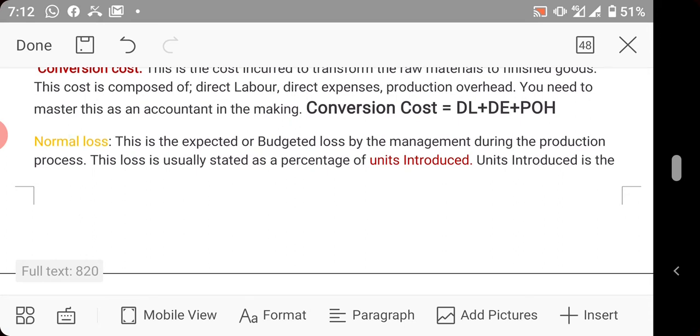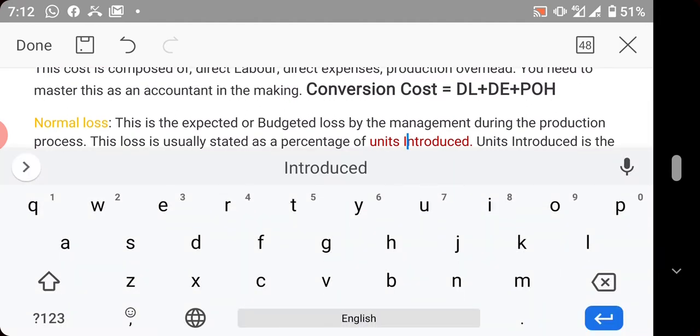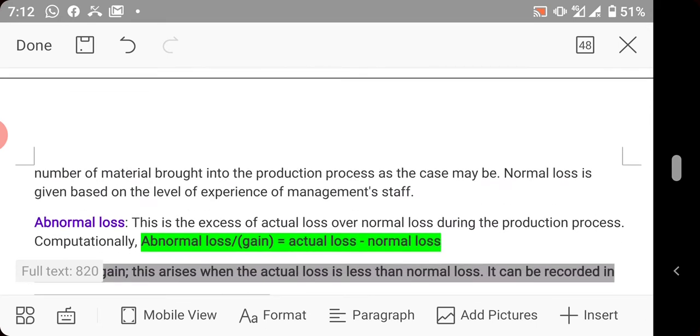You understand? Good. Now, this loss is usually stated as a percentage of units introduced. I will illustrate this point when we take a question. It's stated as a percentage of units introduced. I will explain this very well when we commence. Units introduced is the number of materials brought into the production process. Normally, normal loss is given based on the level of experience of management staff. So having worked for the company for a couple of years, 5 years, 4 years, 3 years upwards, you can be able to predict what will happen in that particular production process.